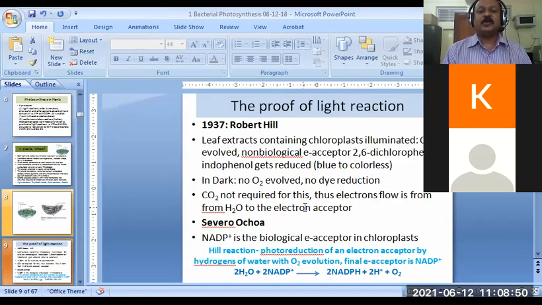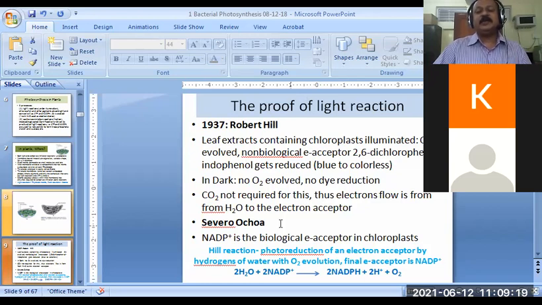This is contrary to the earlier thought, according to which people thought that CO2 was required for the reduction process to take place, or that CO2 was required for oxygen evolution. When CO2 was not supplemented, even then oxygen was evolved, indicating that there was no role of CO2 in the reduction process or in the evolution of oxygen.